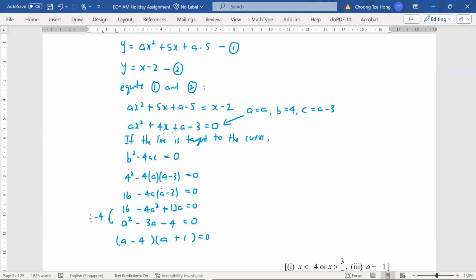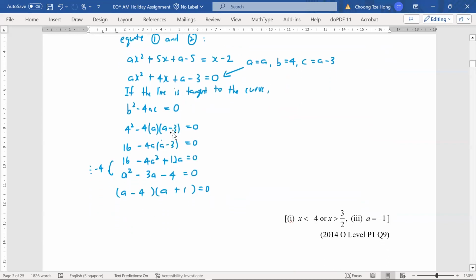From here we will get two answers. Either a minus 4 equals 0 or a plus 1 equals 0. So a will be 4 or a will be -1. So which is the answer that we want?